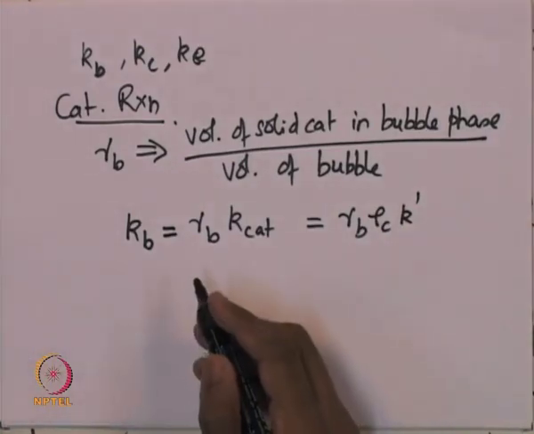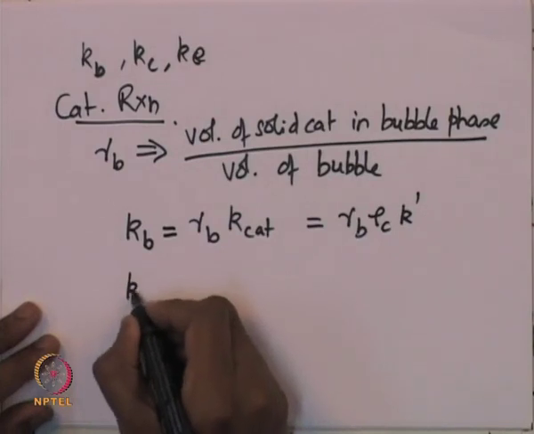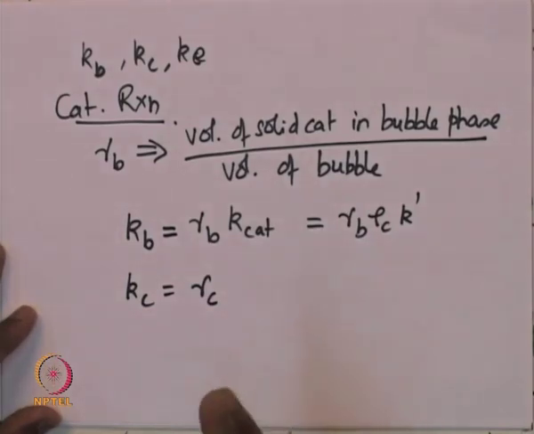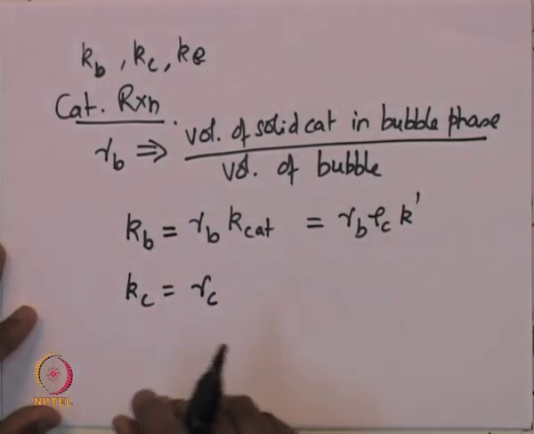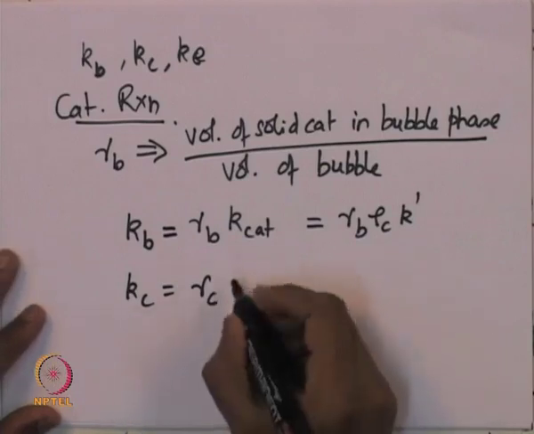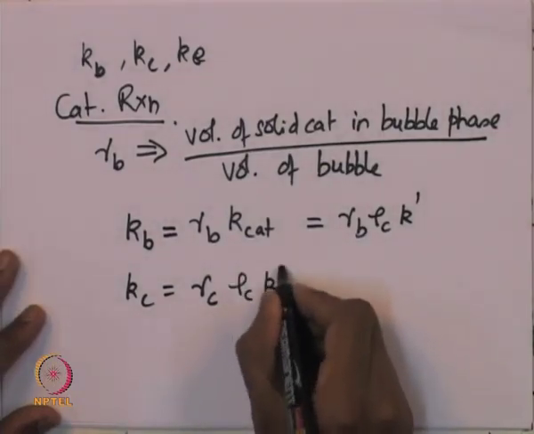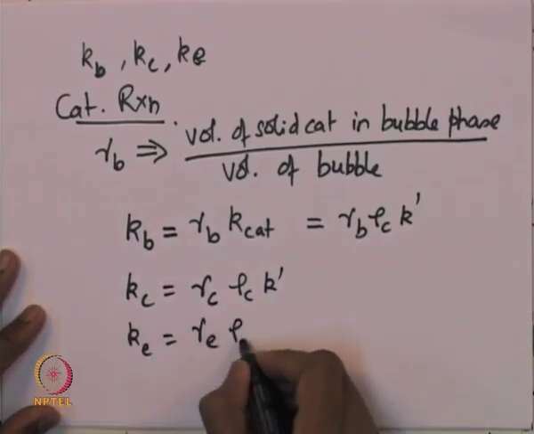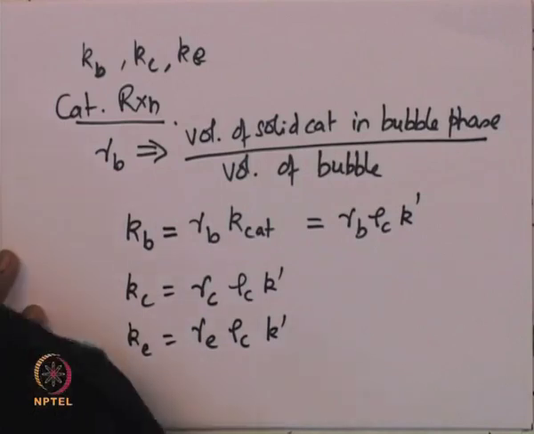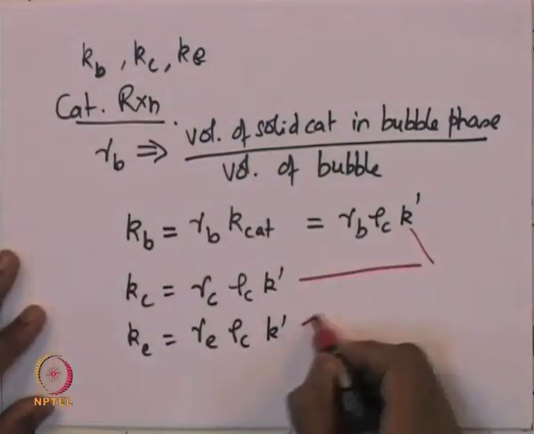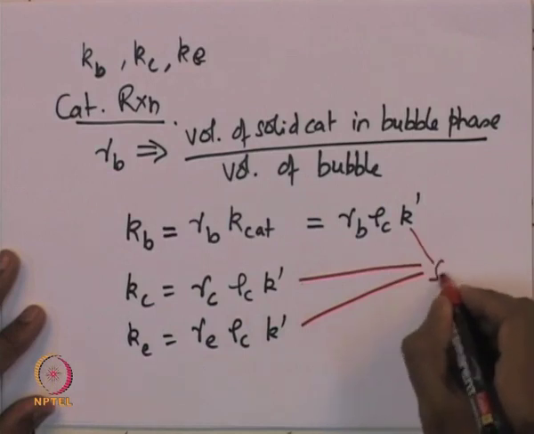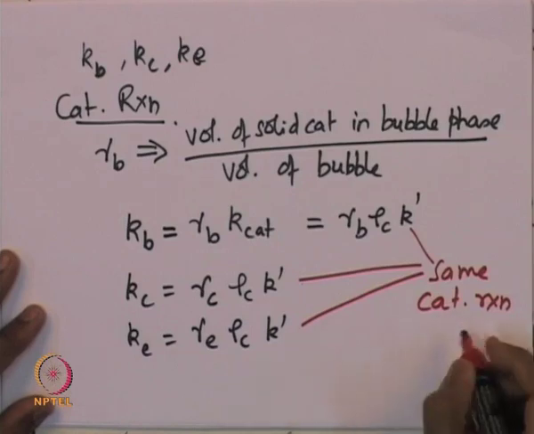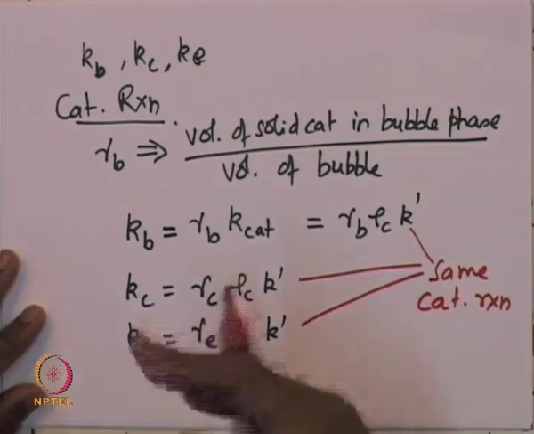Similarly, we can write Kc equal to gamma C, which is the fraction of volume of the cloud phase which is occupied by the solid catalyst, multiplied by rho C into K prime. And similarly Ke equal to gamma E into rho C into K prime. So, notice that the K prime is basically the same because it is the same catalytic reaction which is happening in the solid particles which are present in these three phases.